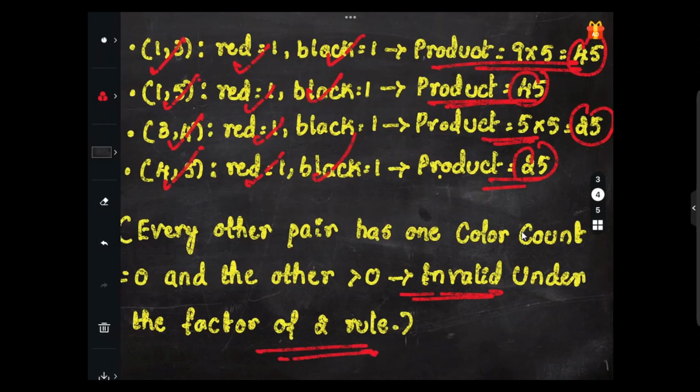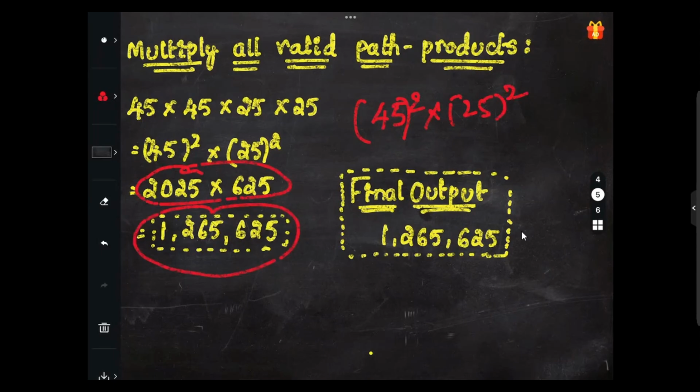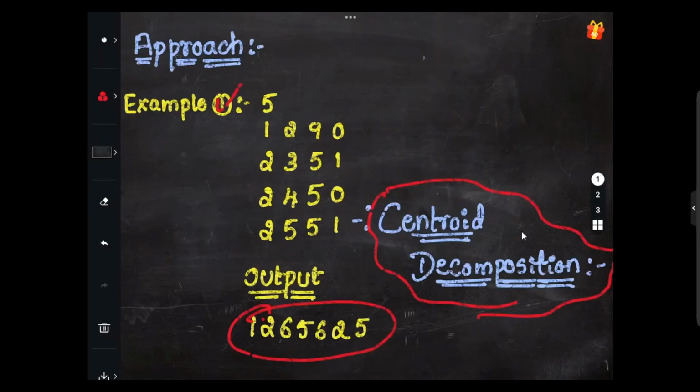This you will get when we write the code, right? So this is fine. Now we'll multiply all the valid path products. So we have 45 twice and 25 twice. This will be 45 square into 25 square basically. So this will be 2025 into 625. We'll get the output 1265625. Right, the final output that we got here is 1265625, which is equivalent to the output that they have mentioned in the example, 1265625. So our approach works absolutely correct here.